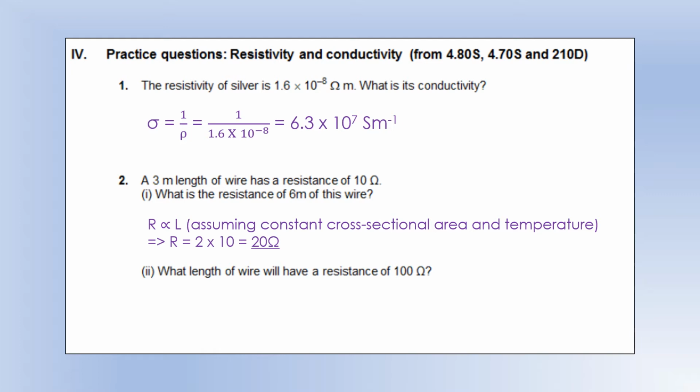And what length of wire has a resistance of 100? Well, we know that 3 meters has a resistance of 10, so it's hopefully fairly straightforward to see that 30 meters is going to give you 100. But this is actually the calculation I would do to show what I'm doing.